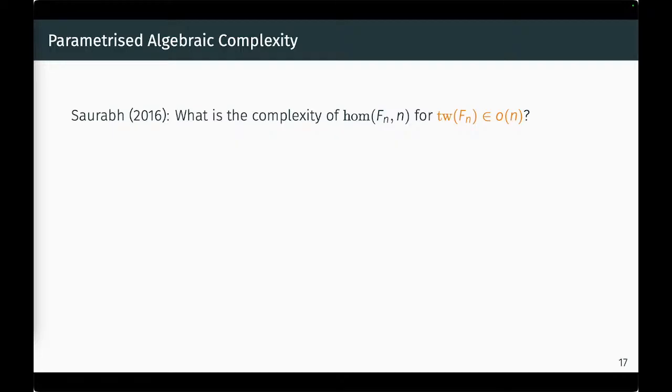I'd like to maybe talk about this in the last and advertise a complexity theoretic framework that is not very widely used, but I think is very useful in algebraic complexity. So there's a question by Sauer from 2016 that we answer: what is the complexity of homomorphism polynomials for sublinear tree width? That was sort of open. I think they proved, I don't actually remember what they proved, but this is the question that remained open.